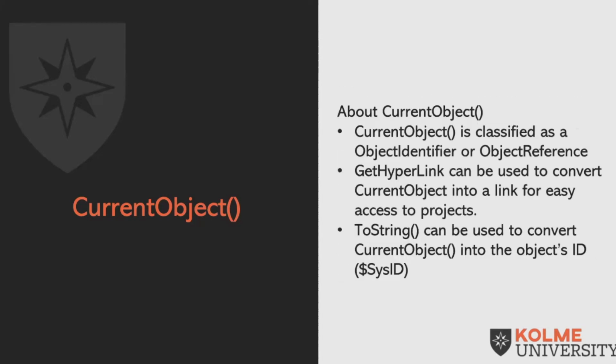A little bit more information on CurrentObject. CurrentObject is classified in Clarizen as an object identifier or object reference. Get hyperlink and toString are both very common commands to use with CurrentObject. Get hyperlink can be used to convert CurrentObject into a link for easy access to projects, and toString can be used to convert CurrentObject into the object's ID. We'll see a live example of get hyperlink in just a moment. So let's take a look at a live example.